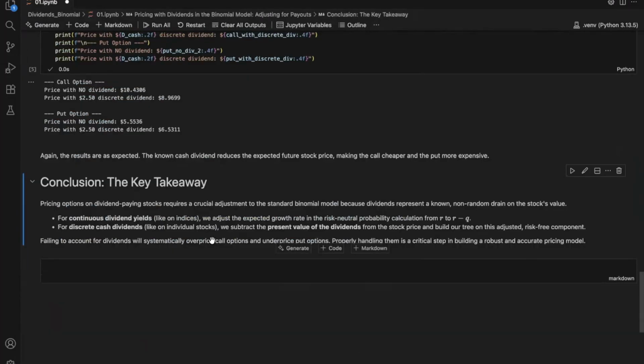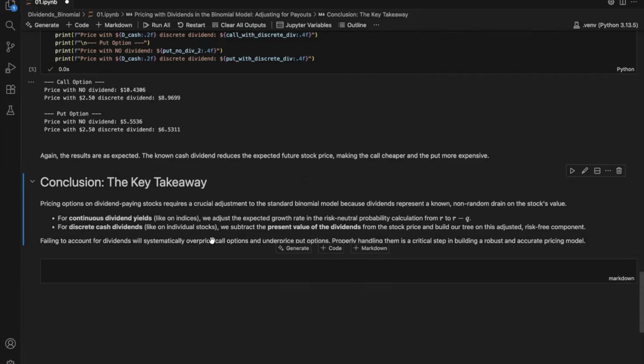So, as we have demonstrated, pricing options on a dividend-paying stock requires a crucial adjustment to our standard models. Dividends represent a known non-random leakage of value from a company, and the pricing must reflect that. For continuous dividends, like those on broad market indices, the solution is to adjust the expected growth rate in our risk-neutral probability calculation from R to R minus Q. For discrete cash dividends, the standard industry practice is to subtract the present value of all future dividends from the current stock price and build the binomial tree on this adjusted, purely risky component of the stock's future value.